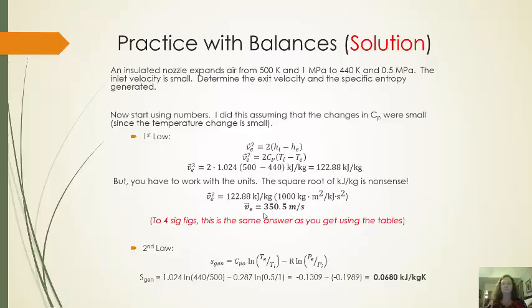If I do the second law, and we're going to actually do this in the next module, this is the formula for how to calculate delta S if you only have C sub P. Save that mentally until after the next module.